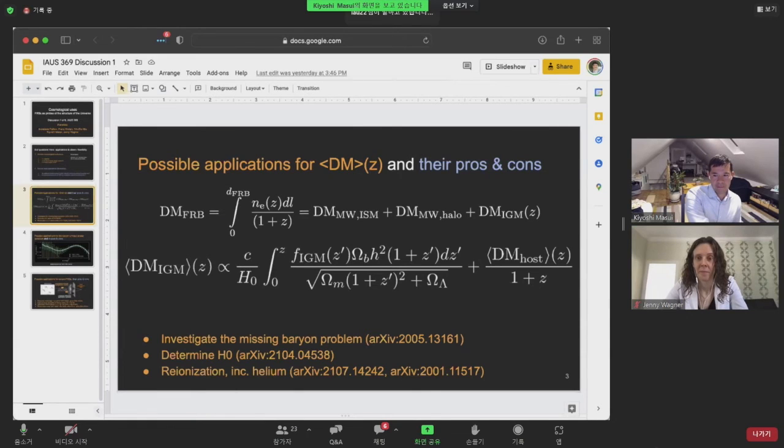Could I relay a question from Slack? So Clancy James asks if the panelists can comment on prospects for reducing the uncertainty in FIGM, because this is a big systematic for H0.